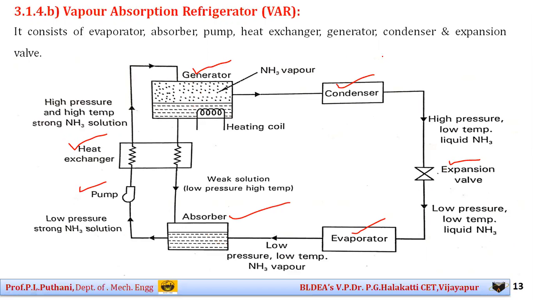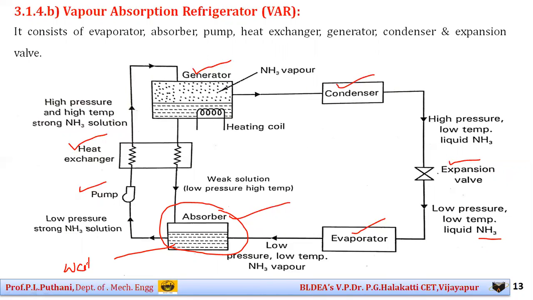Before I go to the explanation of all these parts, let us discuss the importance of the additional parts which we have used here. The first one is the absorber. So as I said, students, here we are using the refrigerant as which one? Ammonia. So when we use ammonia as the refrigerant, obviously the absorbent is going to be water.